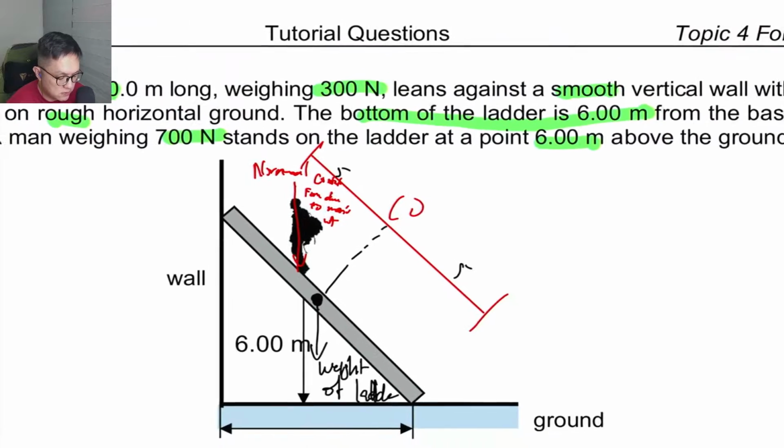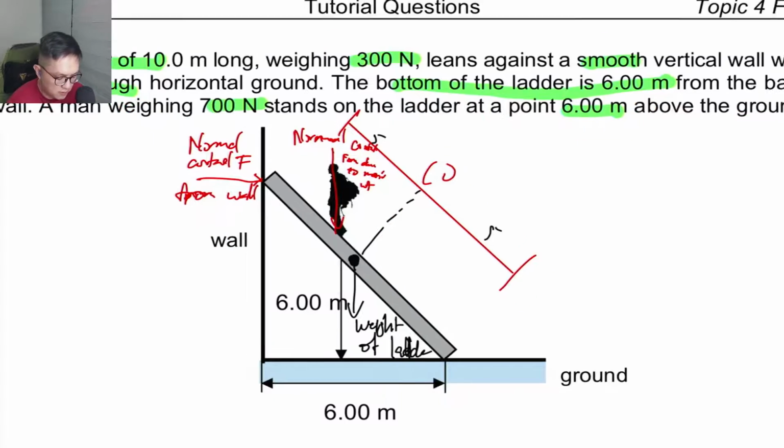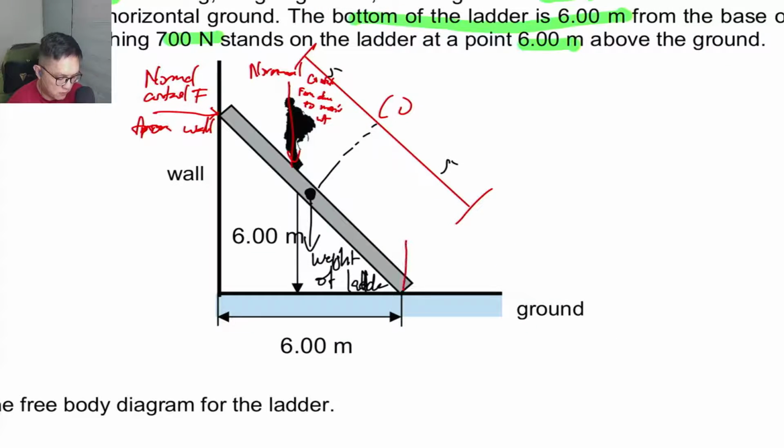Next, other forces. We have a smooth vertical wall, so this wall here is smooth. That means there's no frictional force, only normal contact force. So I'm just going to label this as normal contact force from wall. Then of course we have normal contact force from ground. Because I don't have space here, I'm not going to write everything in full. Then the floor is rough, so there will be frictional force. Frictional force will just oppose motion.